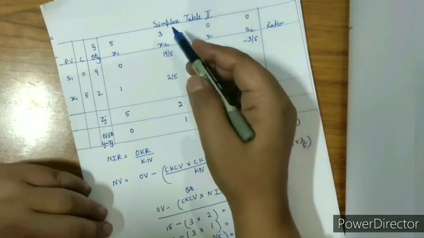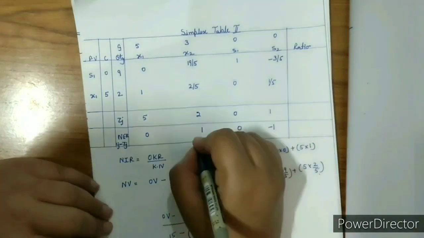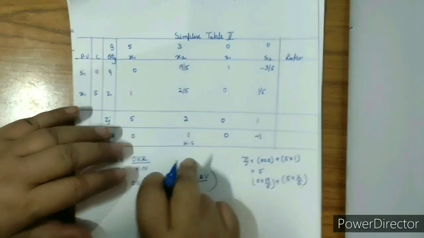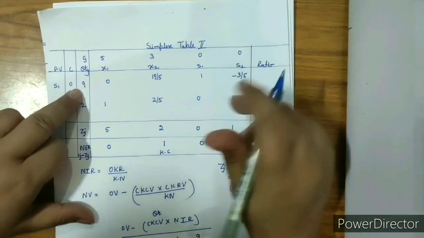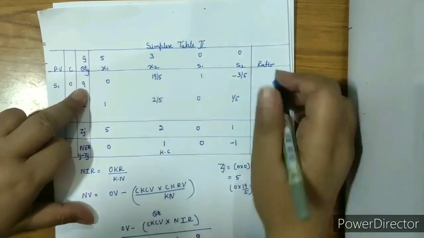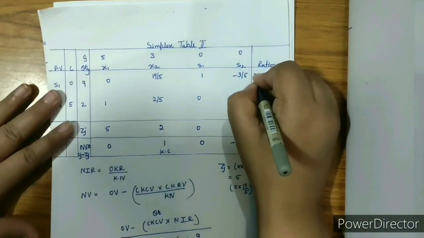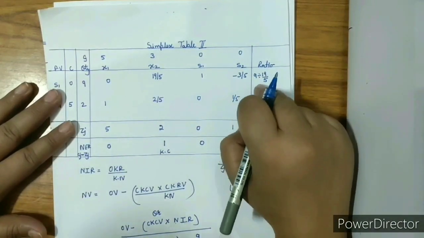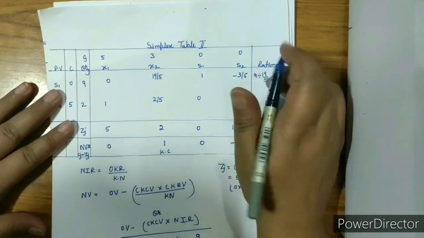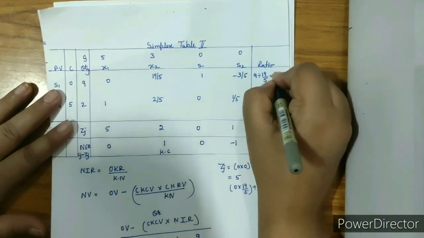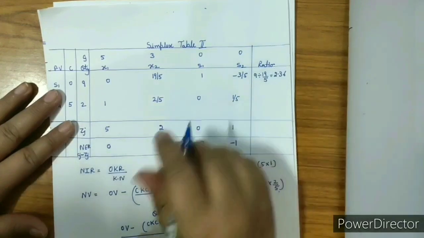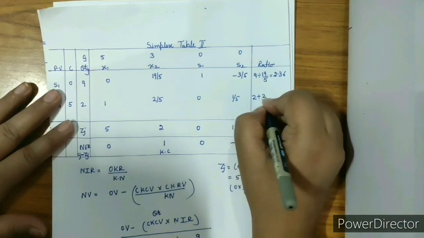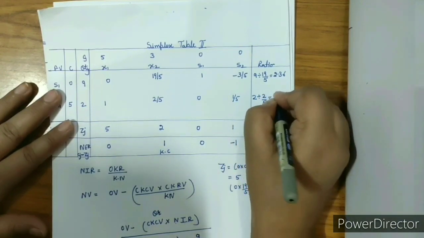Now we get again the most positive variable for key column. This is our key column, which means x2 is the incoming variable. Now we compute the ratio, quantity divided by the corresponding key column variable. So 19 divided by 19 by 5, or we can say 9 multiplied by 5 by 19, we get here 2.36. And here quantity 2 divided by 2 by 5, that means 5.